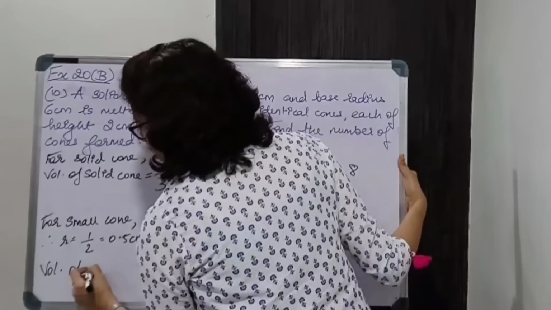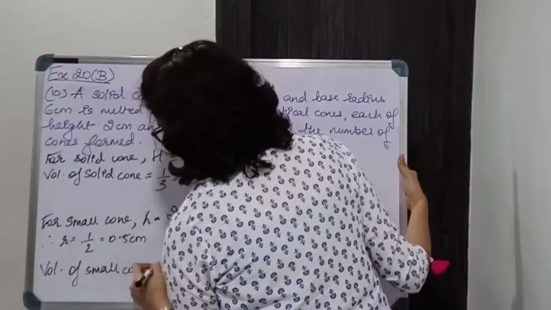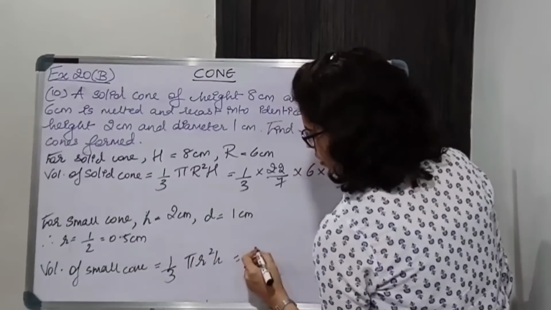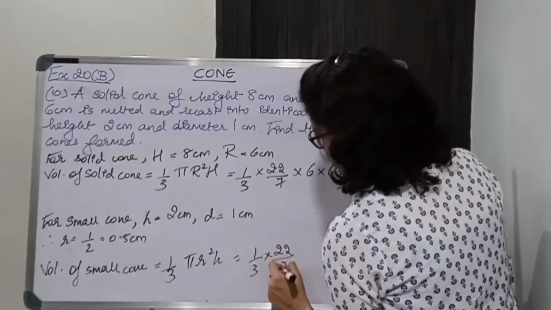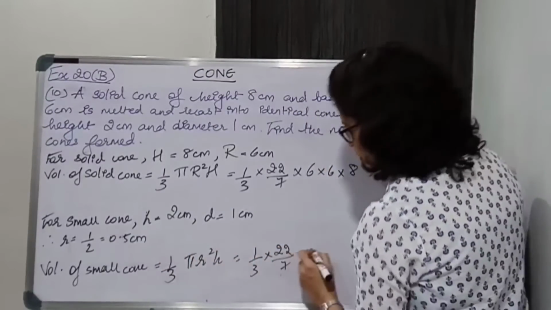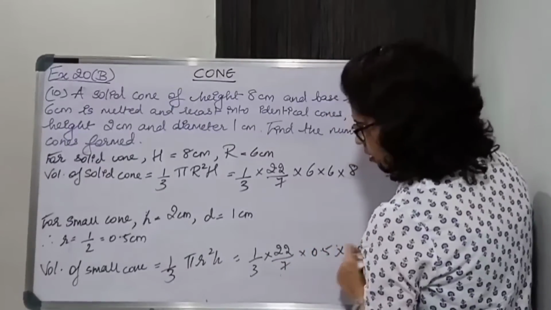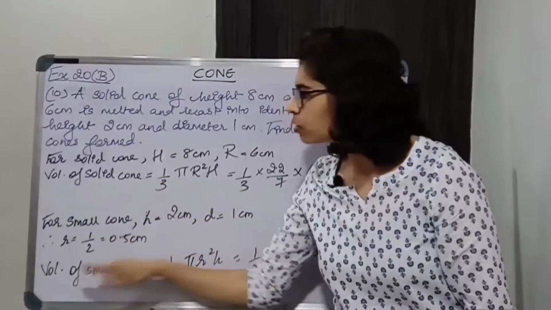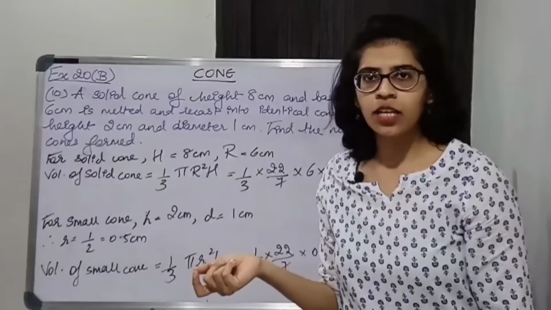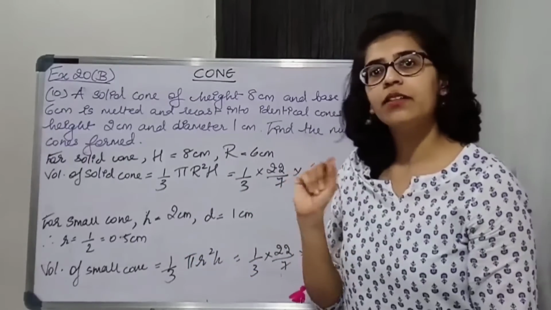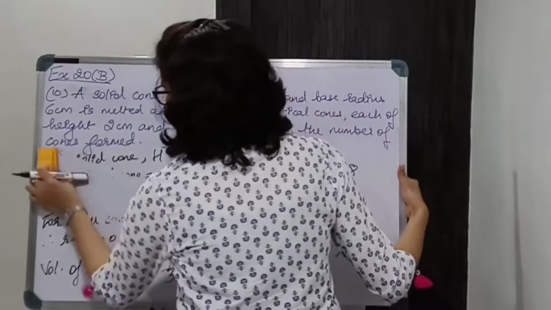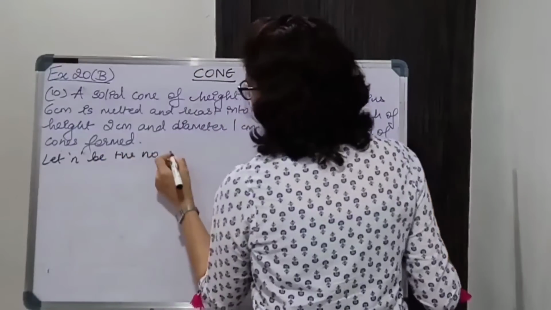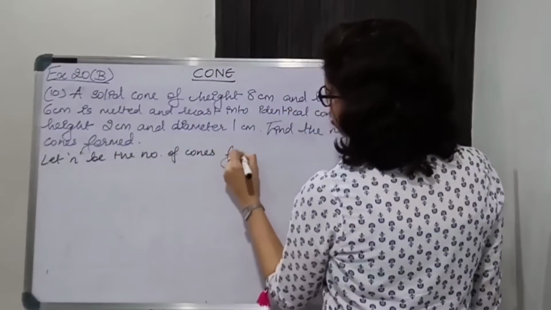Volume of this small cone is 1 by 3 pi r square h, that is 1 by 3 into 22 upon 7 into r square, that is 0.5 square, into h, that is 2. Now we'll divide the volume of this solid cone by the volume of the small cone and we'll get the number of cones. But before that we have to write down, let n be the number of cones formed.